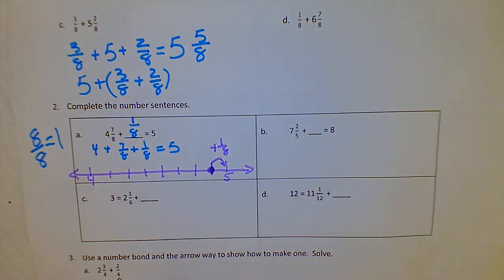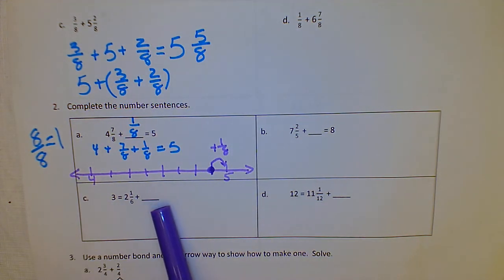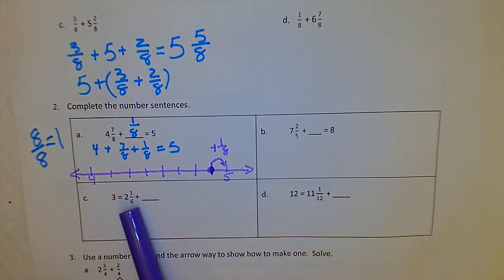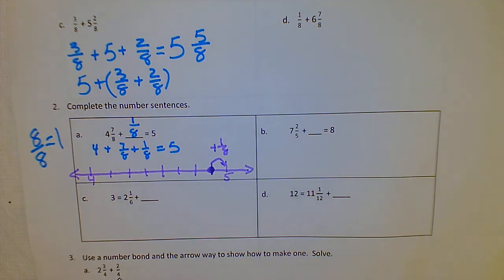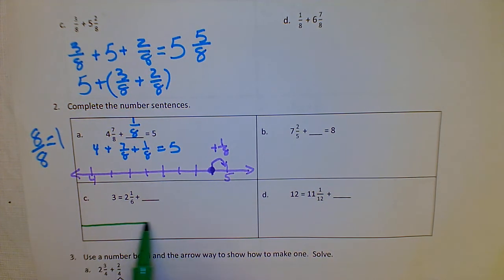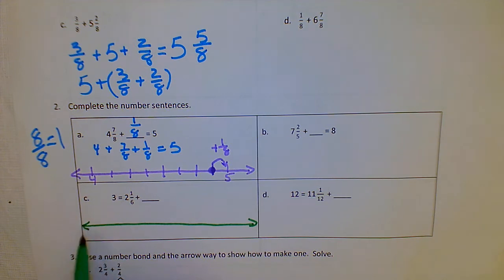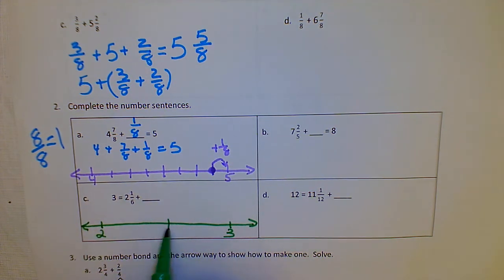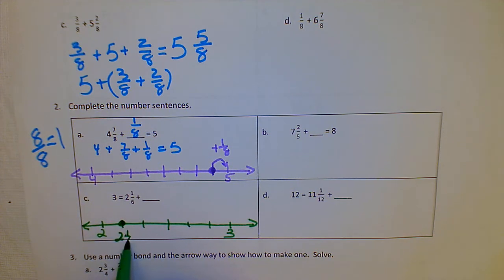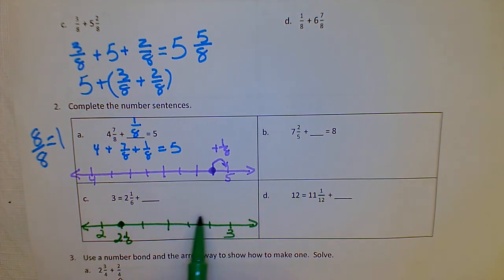So let's go ahead and take a look at this one. So here again, they just did it backwards. They're saying 2 1/6, and I want to get to 3. So again, we could think of it on a number line. So we could have 2, we want to get to 3, and then we have to divide this up into 6. So we have 2 1/6. Here's 2, here's 1/6. And let's see how far we would have to go to get to 3. We'd have to go 1, 2, 3, 4, 5, 6 more.